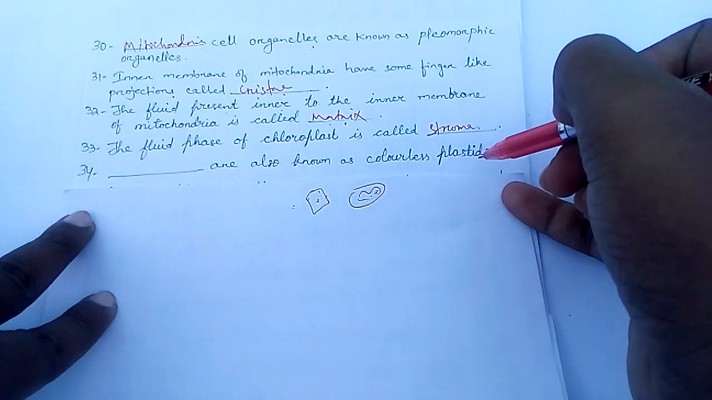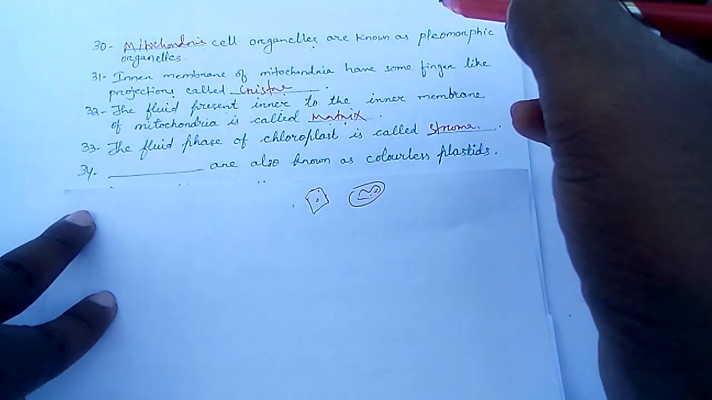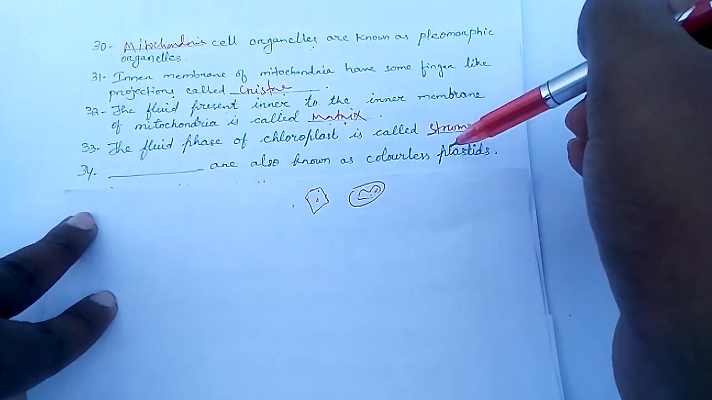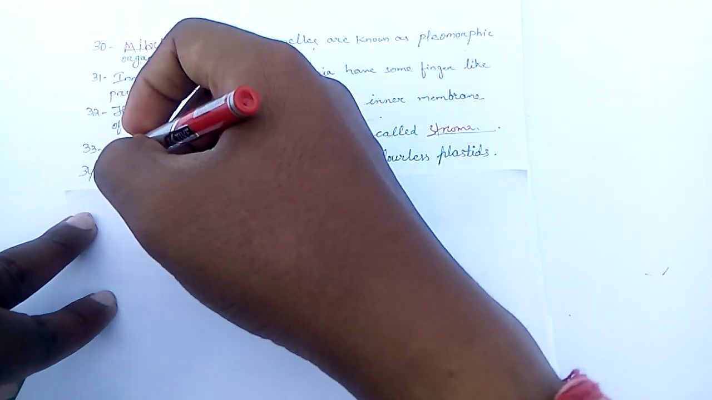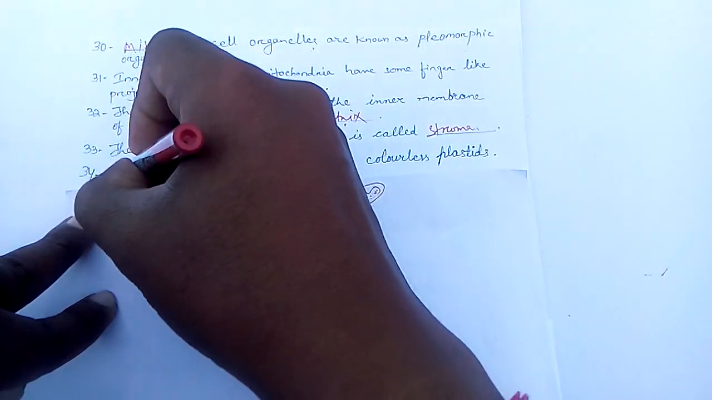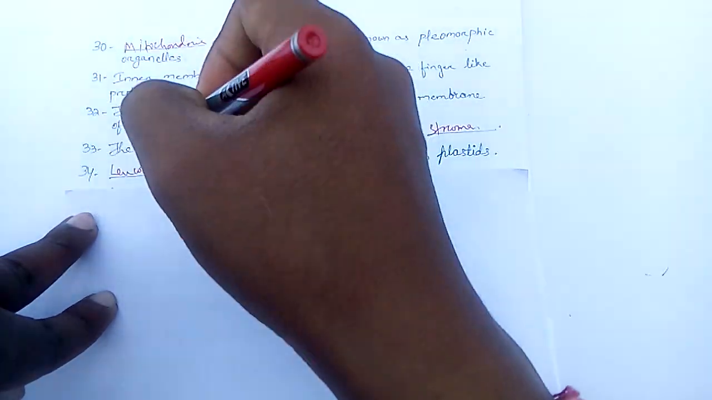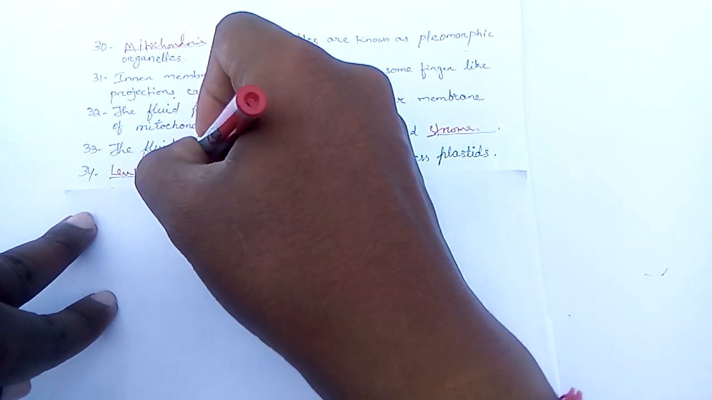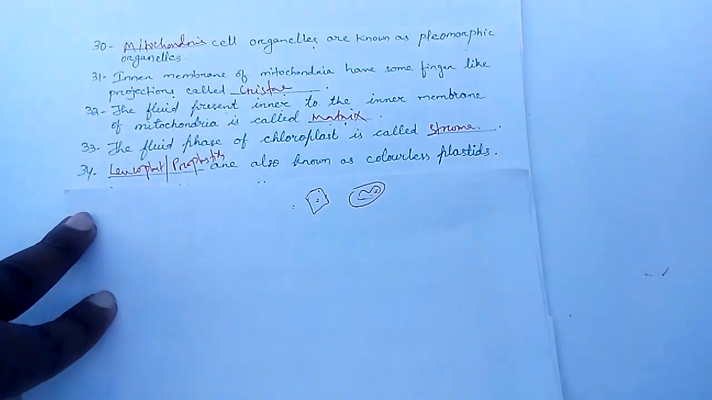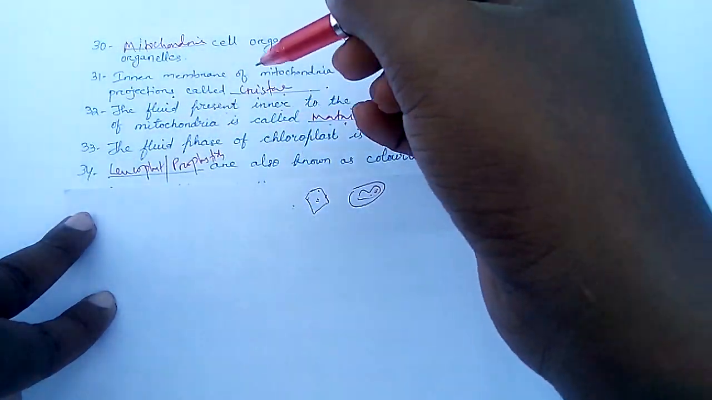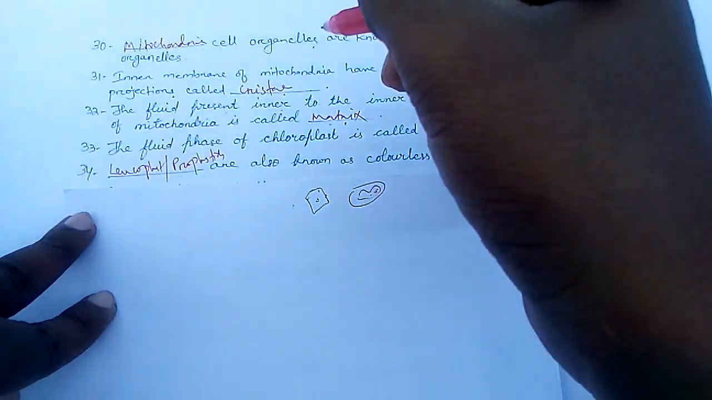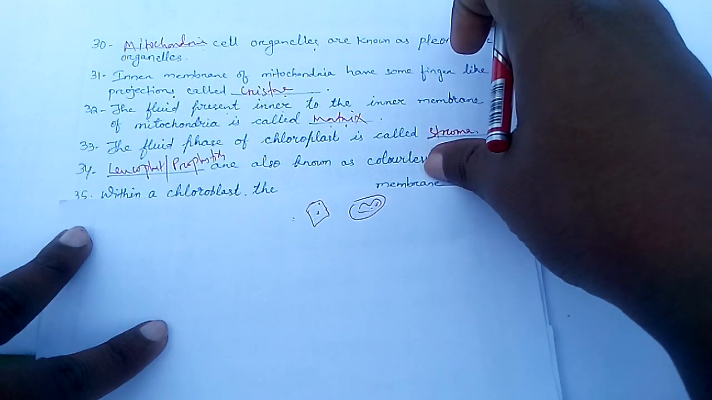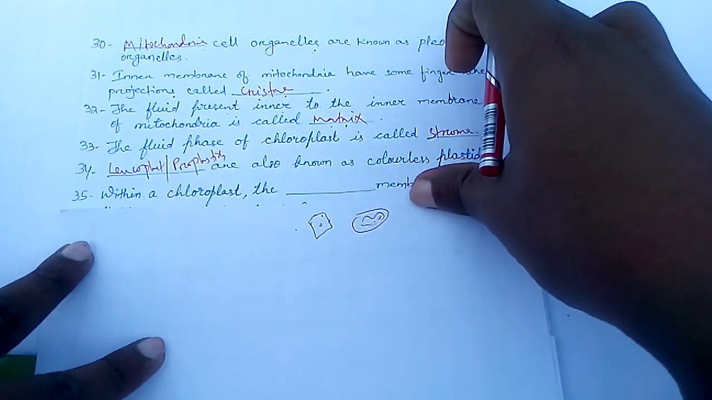Dash are also known as colorless plastid. There are various types of plastid: chromoplast, chloroplast, leucoplast, amyloplast. So which plastid is a colorless one? Very simple, question number 34, leucoplast, L-E-U-C-O-P-L-A-S-T. If you write proplastids, then this will also be correct. Proplastid is also a colorless plastid, but if you write leucoplast, that is also right. So there are two colorless plastids, leucoplast and proplastids. Whichever one you write, it will be correct.